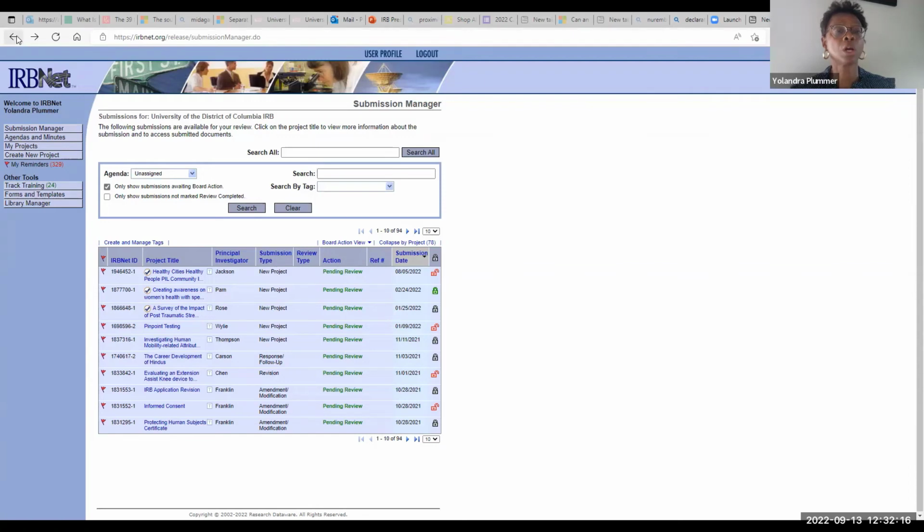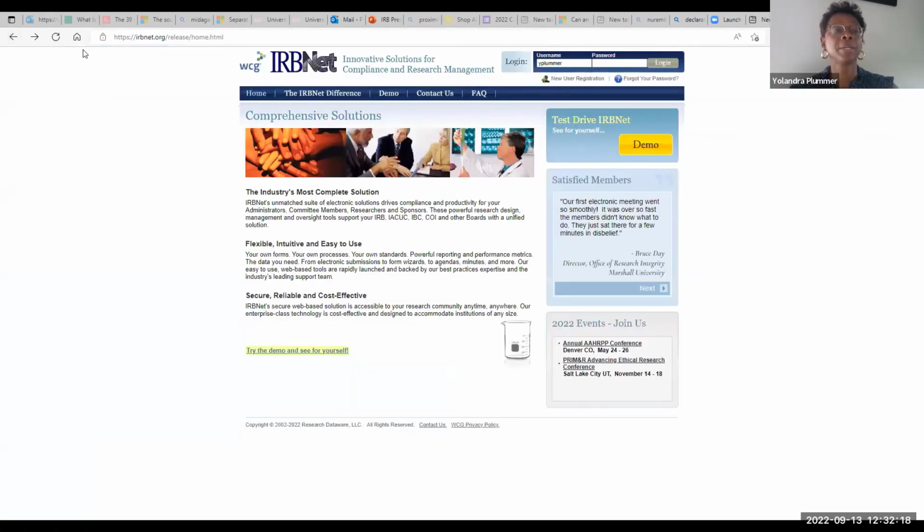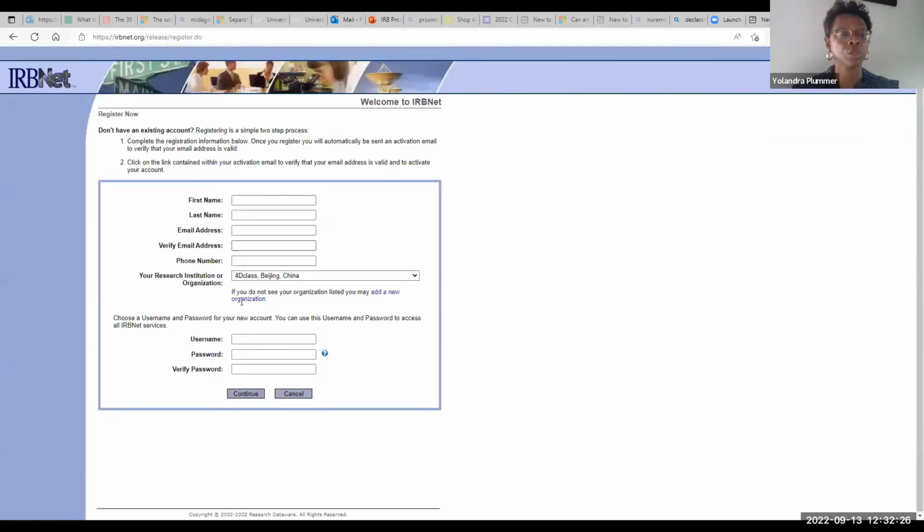So again, you would start right here at irbnet.org to submit that IRB application. And as a new user, you would start here, new user registration right here. This is what it would look like right here. And then you would continue from there.